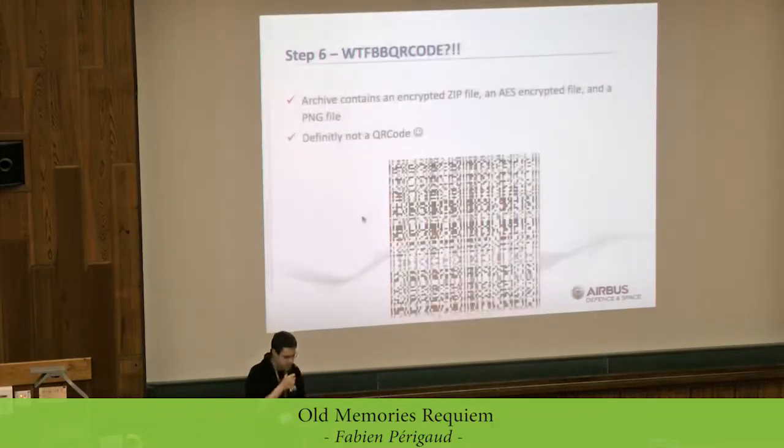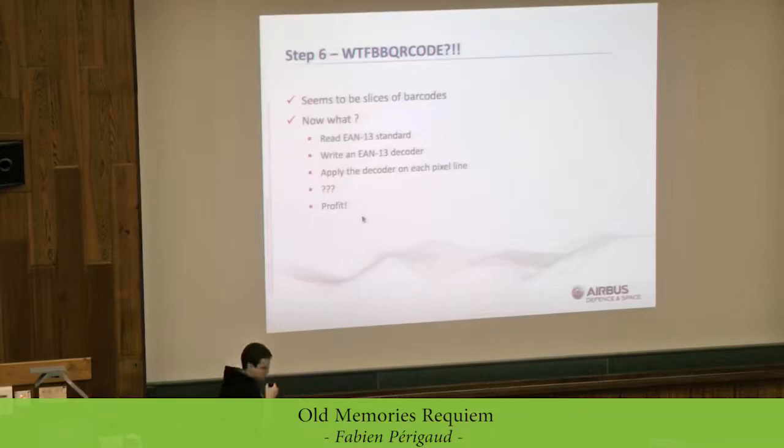Step 6 is the "What the fuck barbecue code" challenge, which resumes the challenge. We're given an archive containing an encrypted zip file, an AES encrypted file, and a PNG file. This is the PNG file, and it's definitely not a QR code. By looking at it, we can see that it seems to be slices of common barcodes.